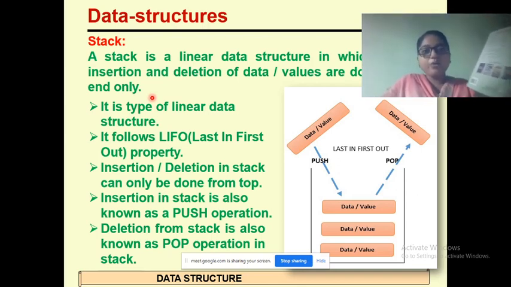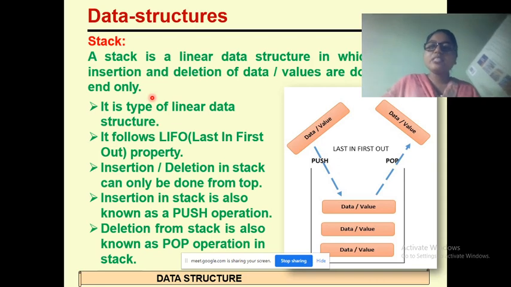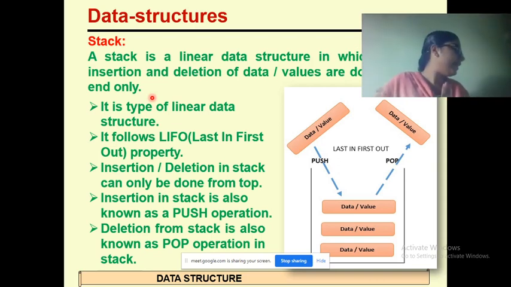So this is how the one which is inserted at the last is removed first, and this is known as last in first out. So focus on this term, that is LIFO. It stands for last in first out, and this property is related to which type of data structure? It is related to stack. So you will be asked what is LIFO, and you need to explain it like this.